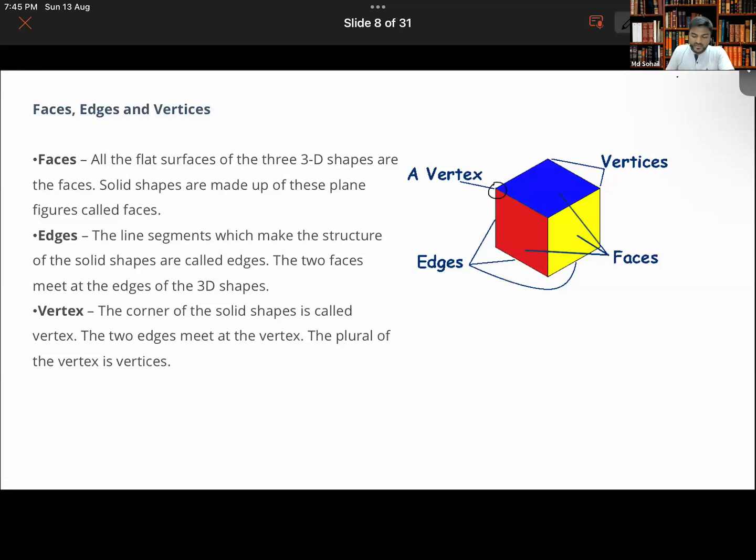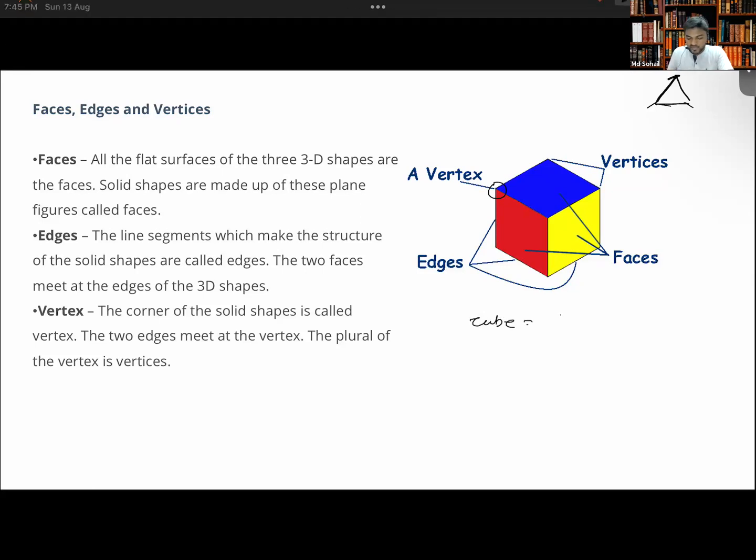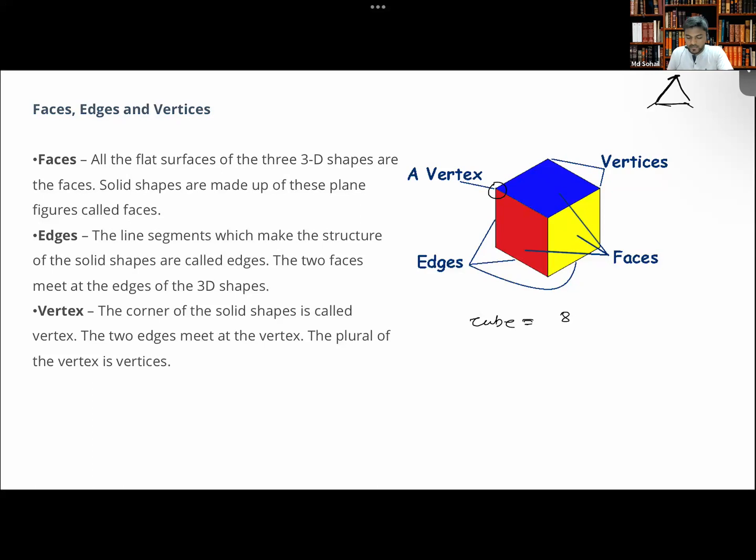You guys have been studying about this in 2D figures as well. These three are vertices. So if you have a figure like a cube, how many vertices are going to be there? 1, 2, 3, 4, 5, 6, 7, 8. 8.